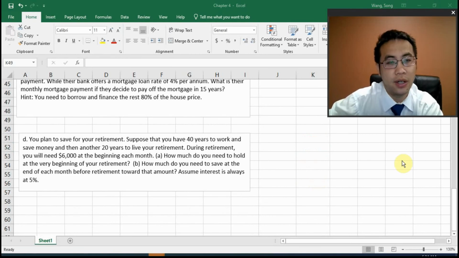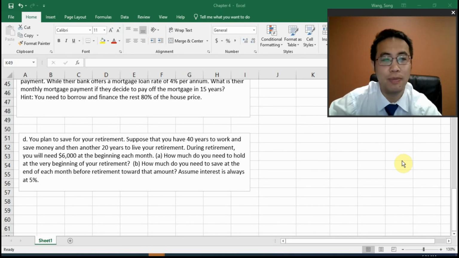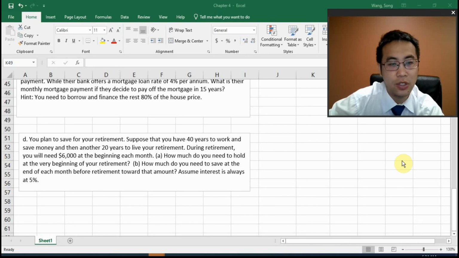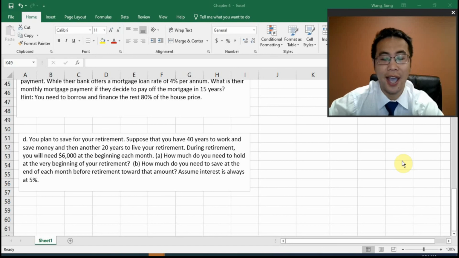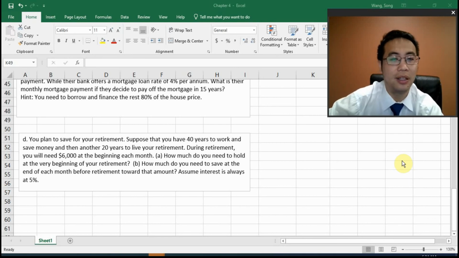The last question here is a little tougher. You are planning to save for your retirement. Suppose that you work 40 years to save the money and then you spend 20 years to spend the money during your retirement. And the money you need to spend during retirement is $6,000 each month, and you should get the money at the beginning of each month, otherwise you would starve the whole month. Then I want you guys to answer how much you need to hold at the very beginning of your retirement.